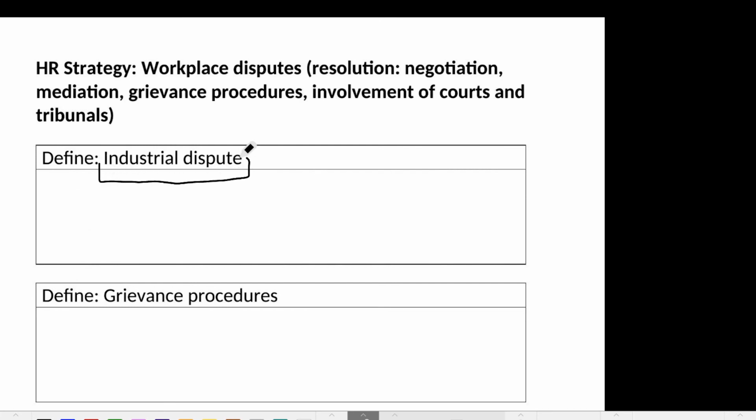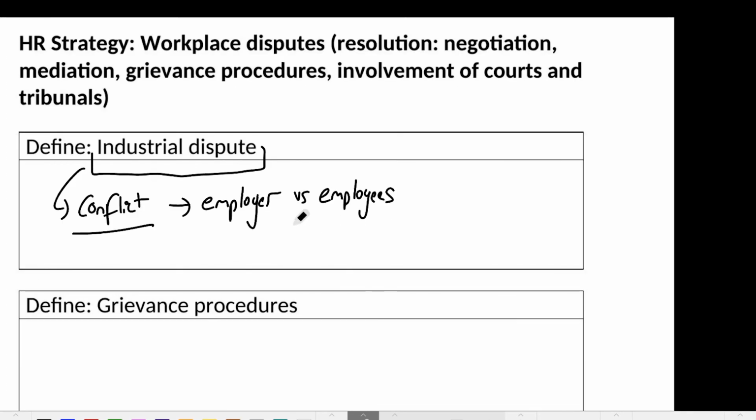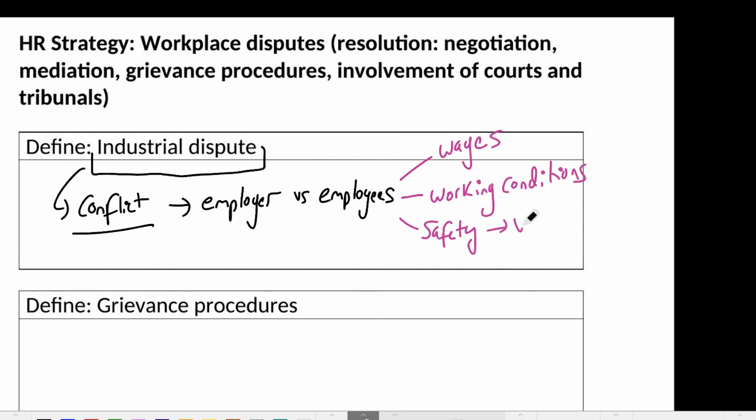So I'm starting from a point here: if we are talking about this idea of an industrial dispute, and this very much sits at the heart of what we are talking about here, the industrial dispute relates to a conflict between employer and employees. This can be over a number of different things, but typical conflicts are over things like wages, working conditions, safety. Here we're talking about WH&S, workplace health and safety.